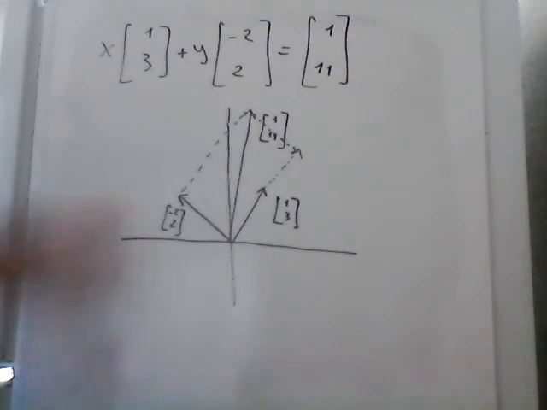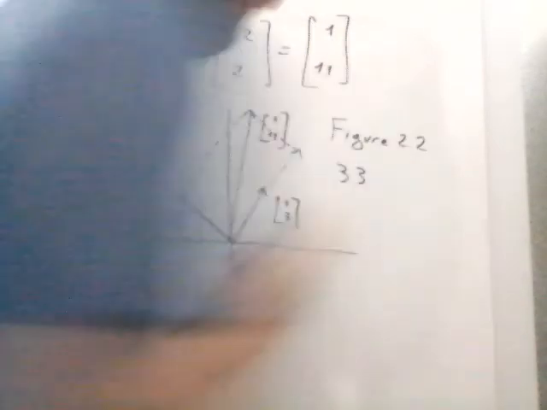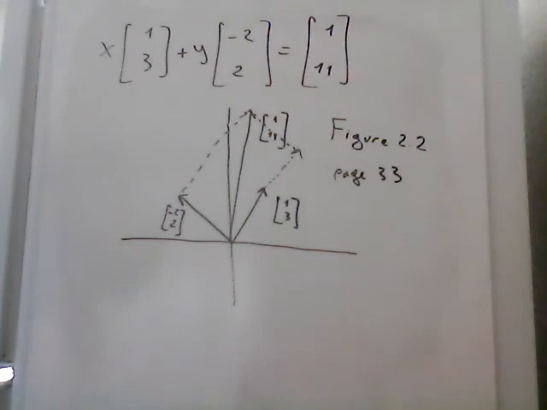You can see a better picture in the book. It's figure 2.2 at page 33. So page 33. Okay, so this is it for the geometrical interpretation of linear systems.